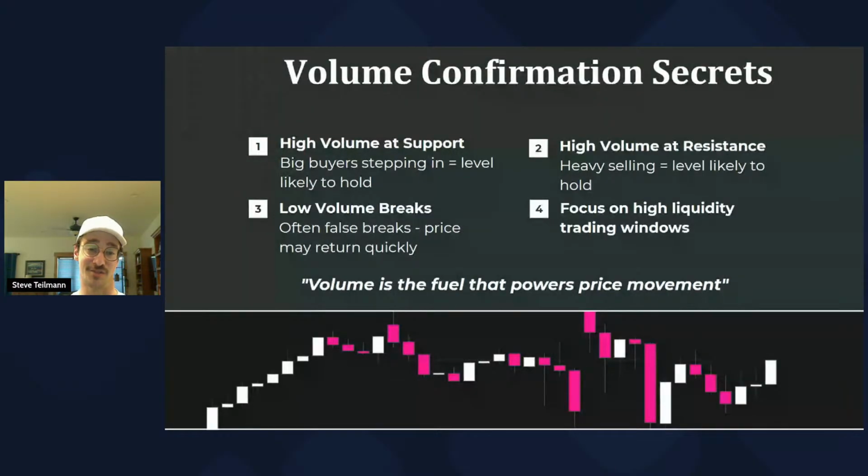The same thing applies for high volume at resistance. Heavy selling there, just like the Amazon example. Big Daddy Bezos was just sitting there, just hammering me every single time we tried to get traction over 200, and it felt terrible. But in retrospect, it was a really, really perfect example of this concept, right?